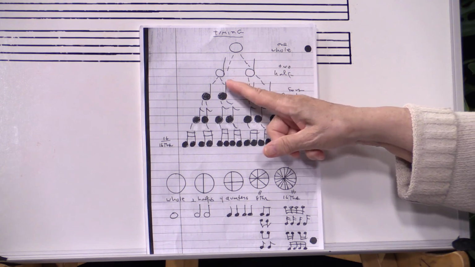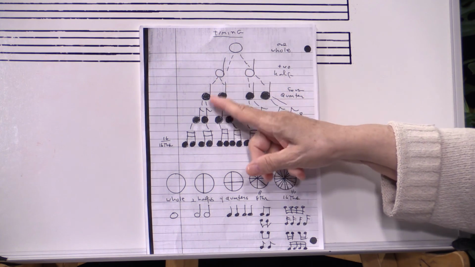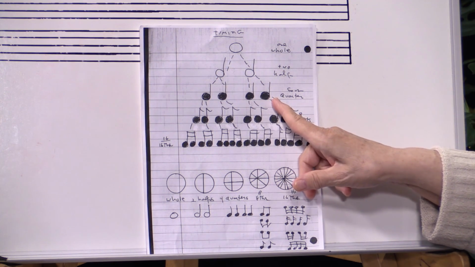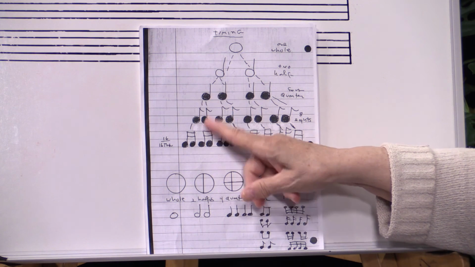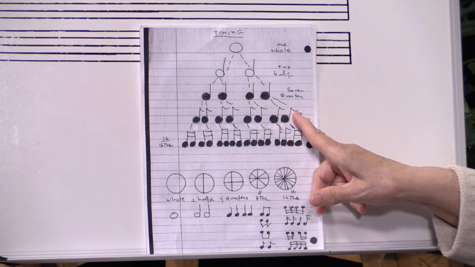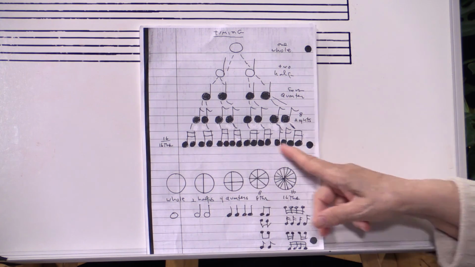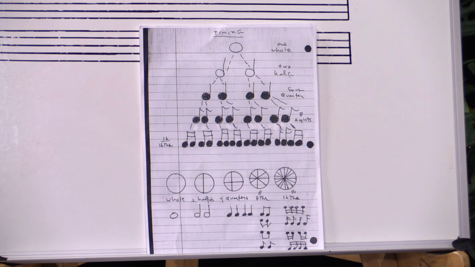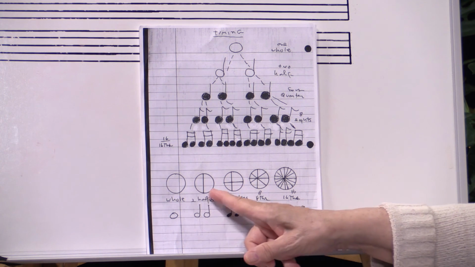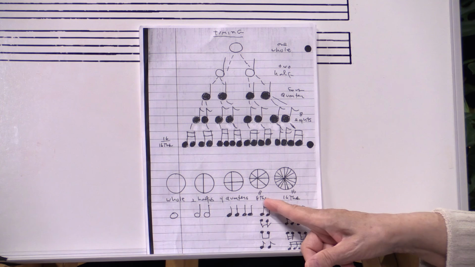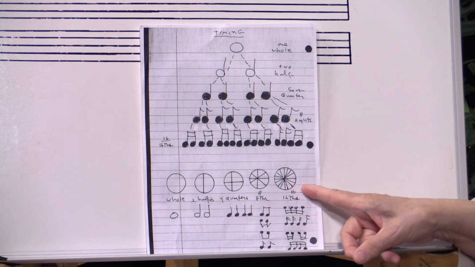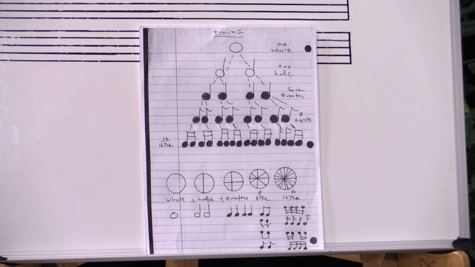And then if I wanted to show it to you this way, which I could, the whole note into two halves, every half note into two quarters, every quarter into two eighths, every eighth into two sixteenths. And you have that progression: whole, half, quarters, and eighths, and sixteenths. And then if I were to go further, we'd get into the 32nd notes, and we would get into the 64th notes. But that's a little bit too complicated.